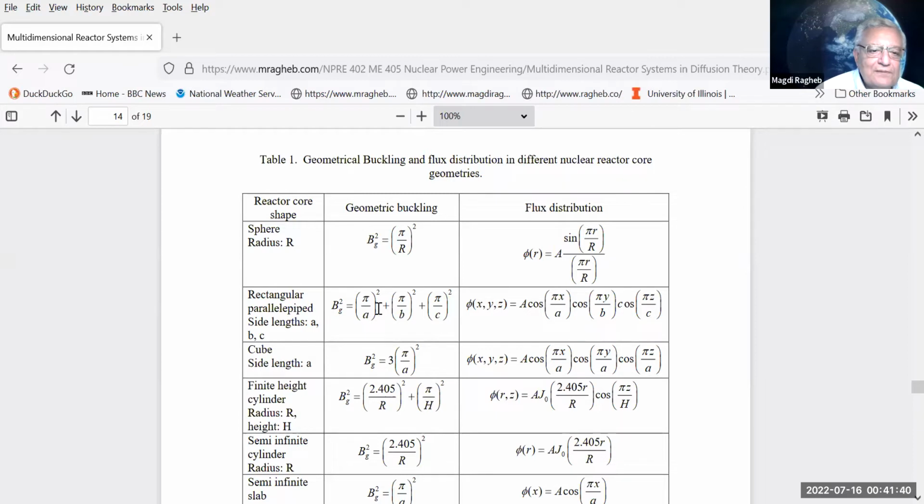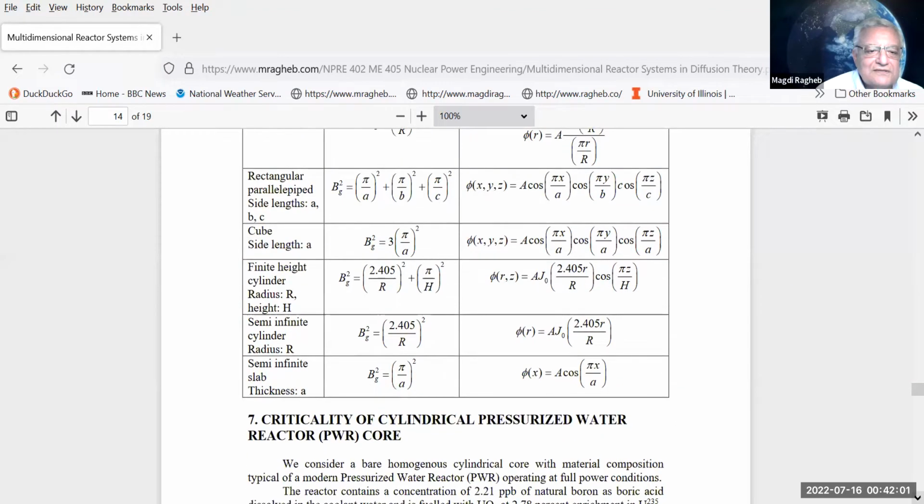The parallelepiped here can be specialized into a cube. Since A is equal to B equal to C in a cube, then the buckling becomes 3 times pi over a squared, and the solution is a cosine, and a cosine. In that case, the A is replaced by A, the B by A, and C by A for a cube. In general, in the textbooks, to make things simple, they try to use the parallelepiped geometry as a semi-infinite slab, which cannot occur in nature. You cannot have a reactor size go to infinity. So that's what they give us as a cosine distribution.